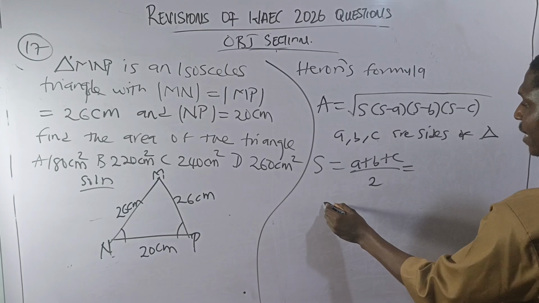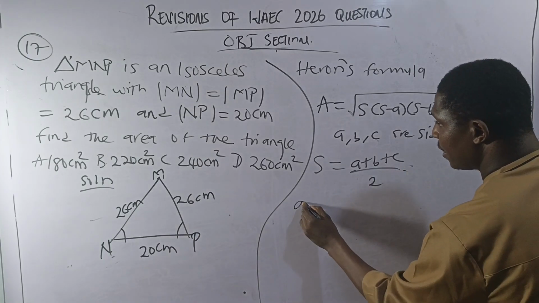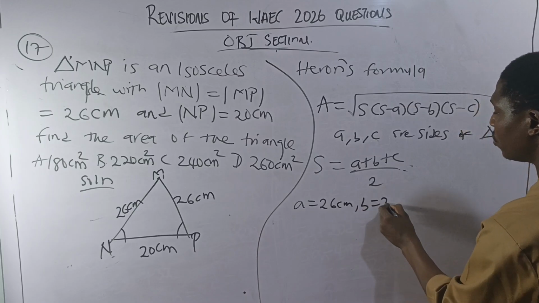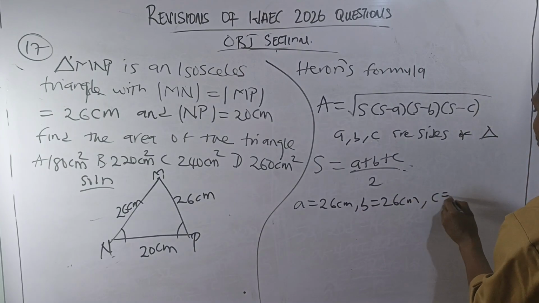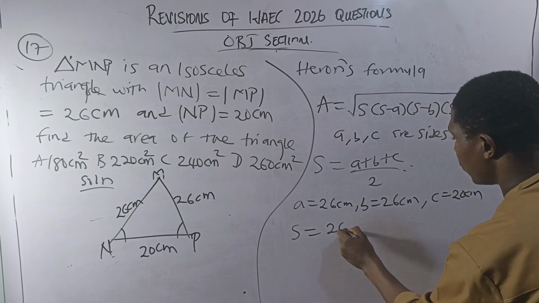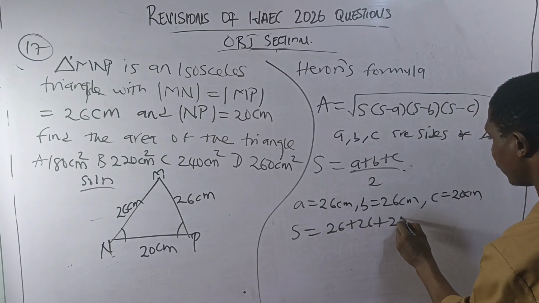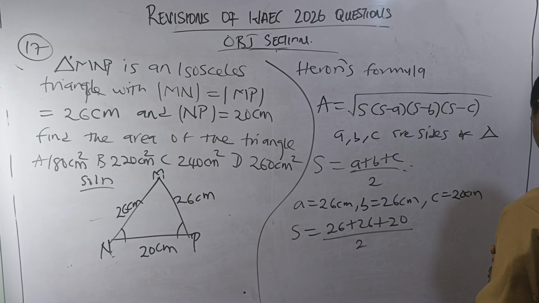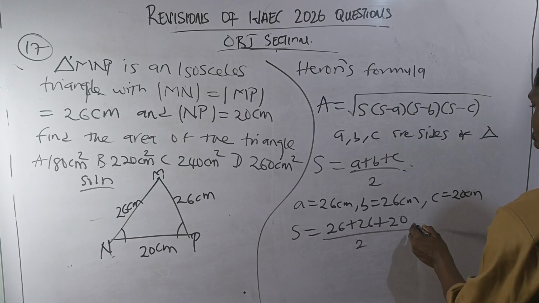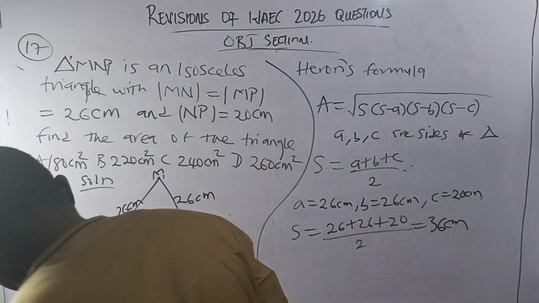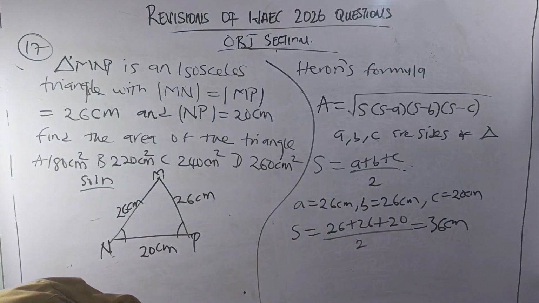What's my a? Let's assume that a is this, b is this, and c is this. So let's say a is equals to what? 26 cm, comma b is equals to 26 cm, and c is equals to what? 20 cm. So we simply have s to be equals to 26 plus 26 plus 20 all over what? 2. So we have 26 times 2 plus 20 divided by 2. So we have s to be equal to 36 what? Cm.